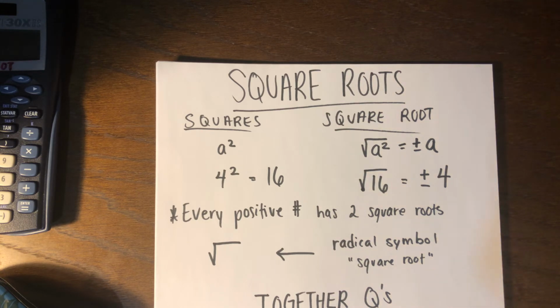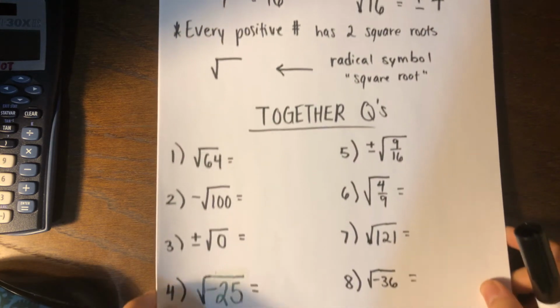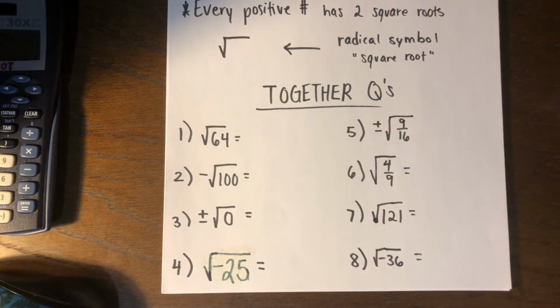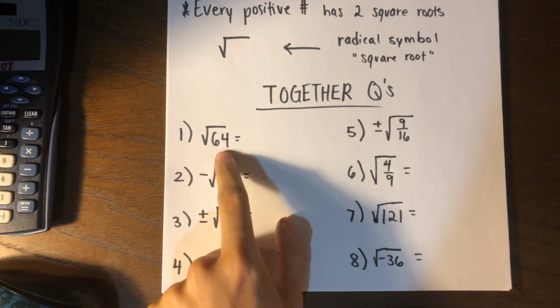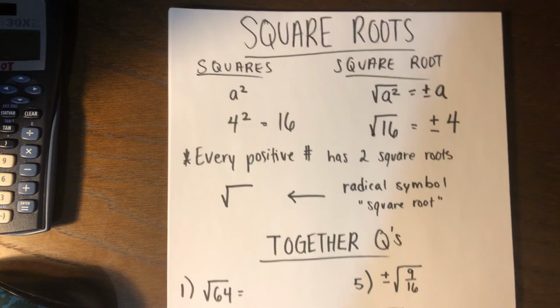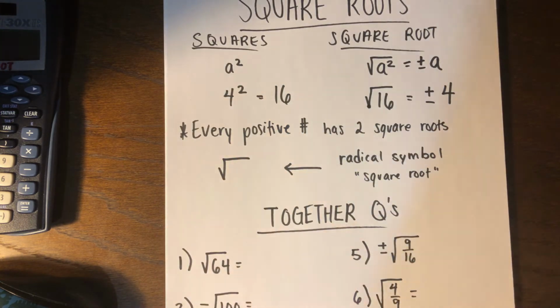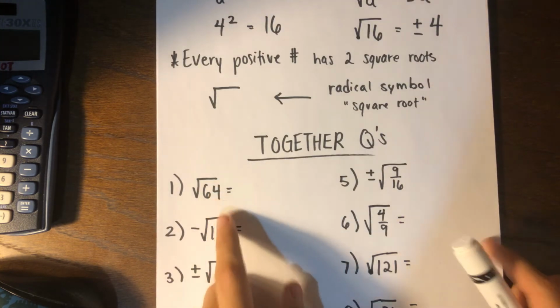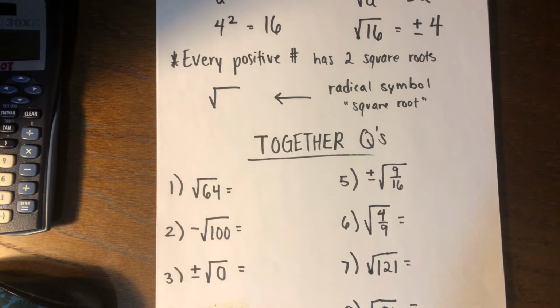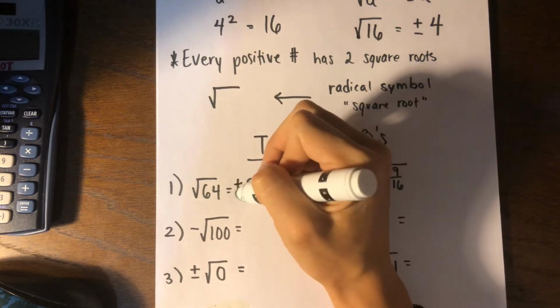Let's just jump right into the questions, and if you guys have any questions, write it down and you can shoot me an email, okay? So these are the together questions. We have the square root of 64. So I have to think, what square, right? So something like this, right, is going to give me the 64. So what times what equals 64? It has to be the same number. Well, you'd say 8, right? But remember, every positive number has 2 square roots. So we write plus and minus 8.